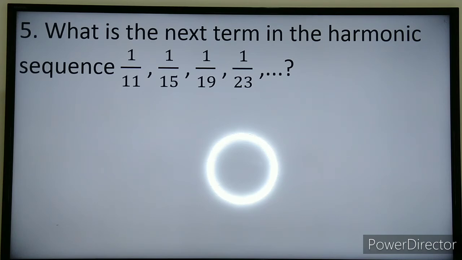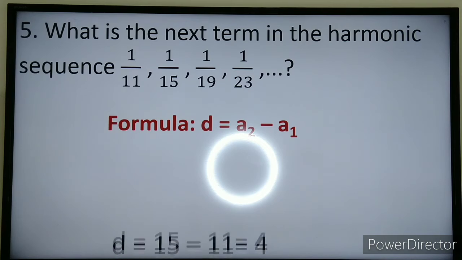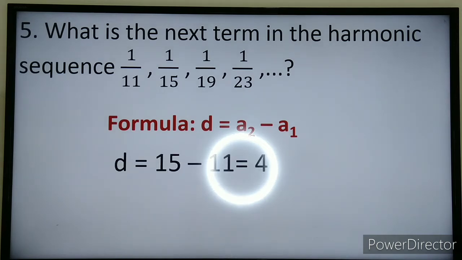Now, just studying the patterns, because our main lesson here is generating patterns. Just look for the pattern of the denominators, 11, 15, 19, 23. So simply adding by how many? Okay, all right, by 4. Now, what will be the formula? d equals a sub 2 minus a sub 1. So we are using the denominators. So 15 minus 11 is equal to 4. So the common difference is 4.